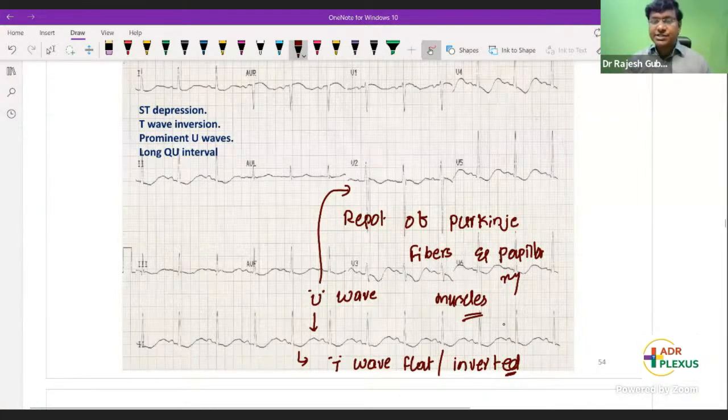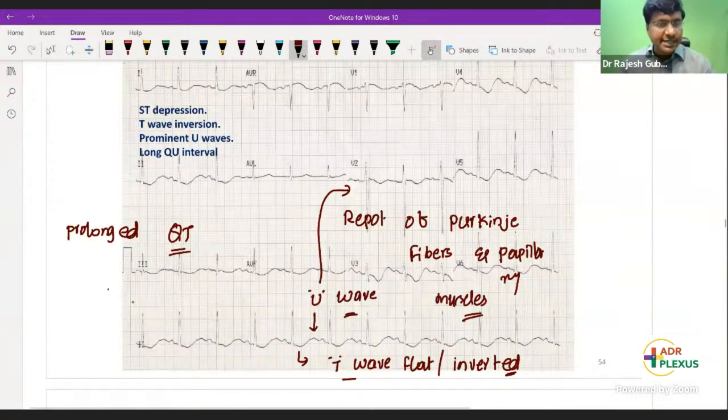So what are all the other ECG changes in hypokalemia? The earliest change, as you said, is flat or inverted T wave, then appearance of the U wave, and very, very important is prolonged QT interval. How much is the normal QT interval? Normal QT interval is around 360 to 440 milliseconds. Prolonged QT interval means more than 440 milliseconds.